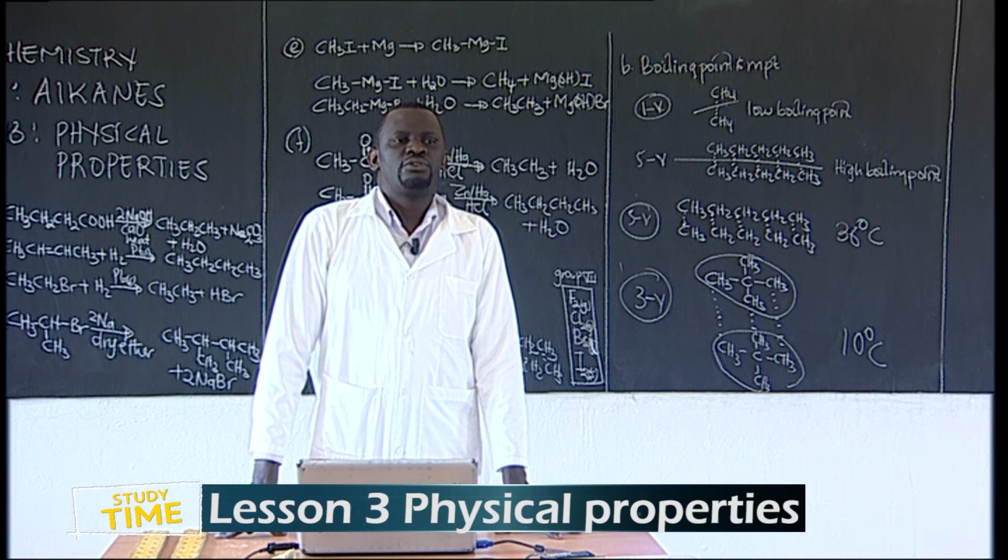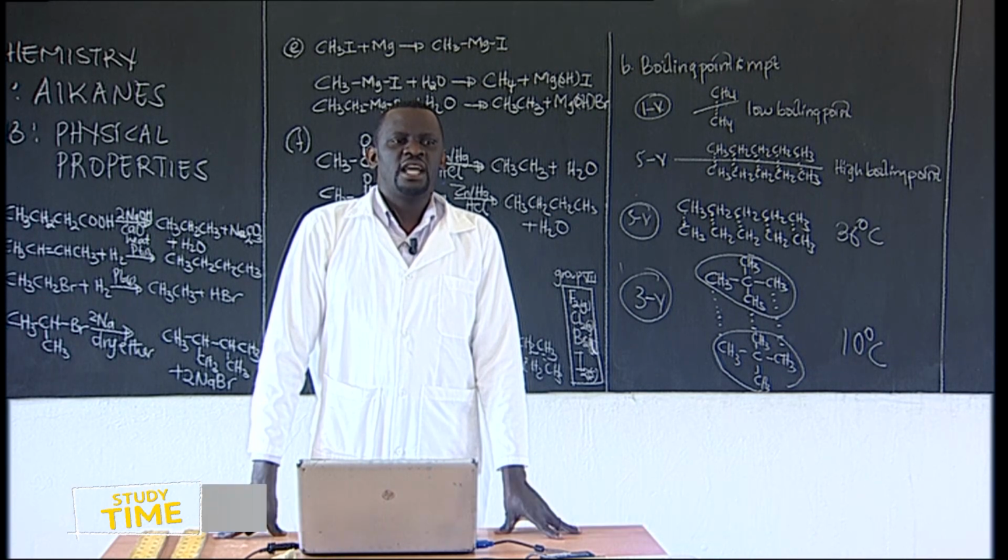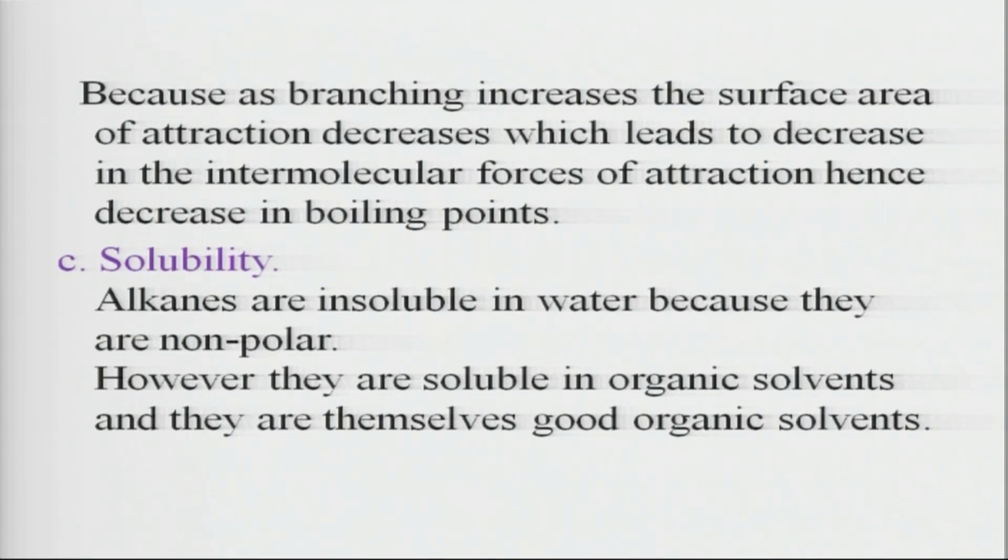Another point. We are going to say that alkanes are insoluble in water because they are nonpolar. If you remember very well, we explained the reason why we have the tetrahedral structure forming nonpolar molecules, despite the fact that sometimes it has polar bonds. We said because of equal pull of bonding electrons in all directions, which cancels out the effect of polarity. However, they are soluble in organic solvents, and they are themselves good organic solvents.